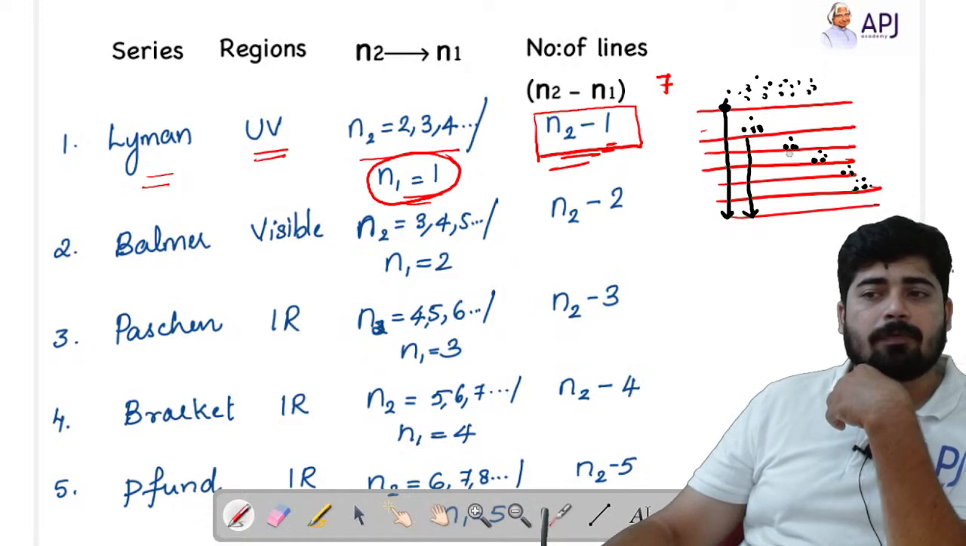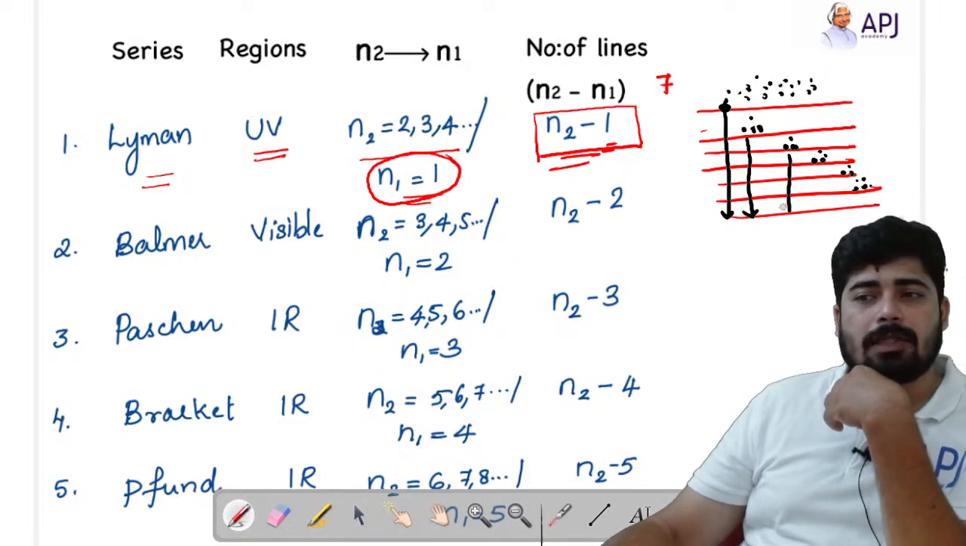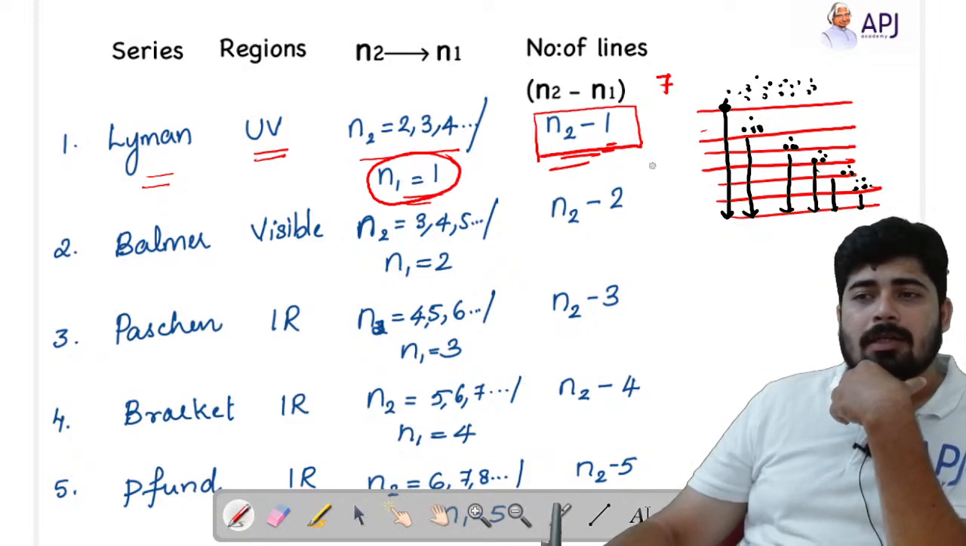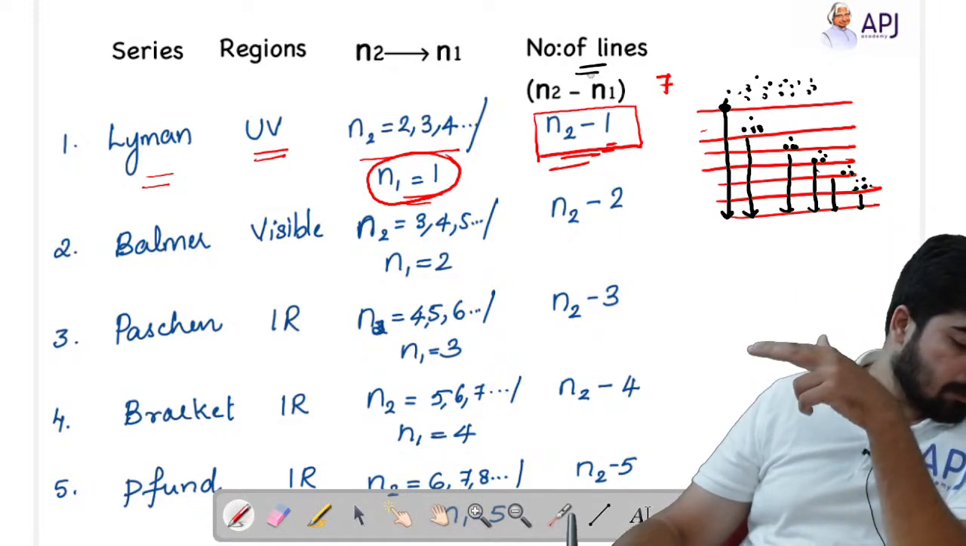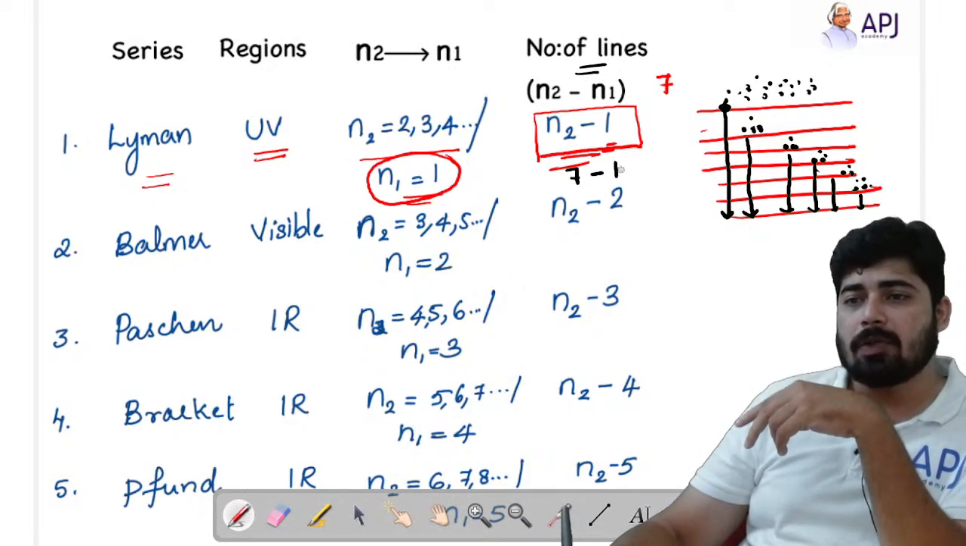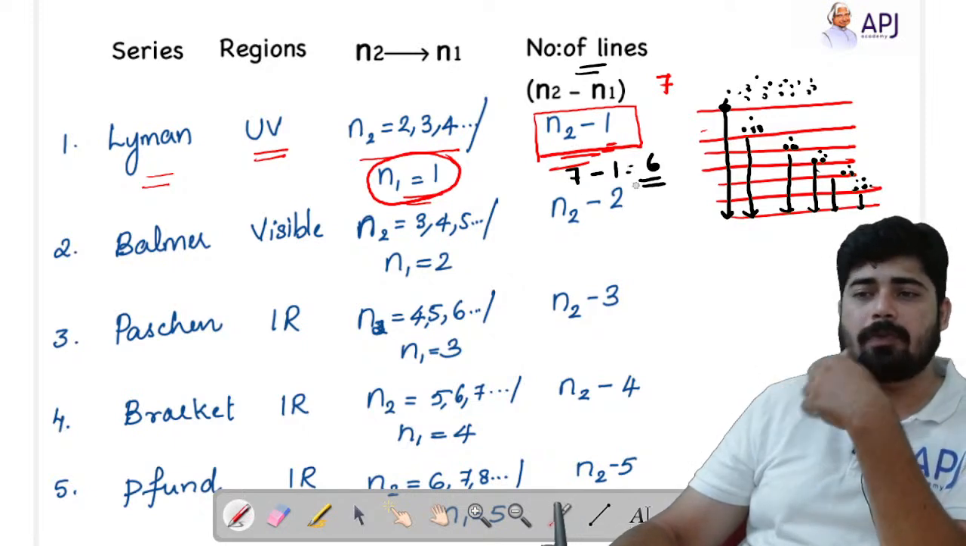Now from the 4th shell also electrons will jump to 1, then from the 4th shell, 3rd shell and 2nd shell. So the number of lines when electrons jump from 7 to 1 is how much? N2 is equal to 7 and N1 is equal to 1. That means 6 lines will be formed.